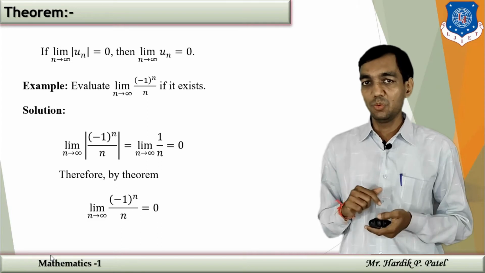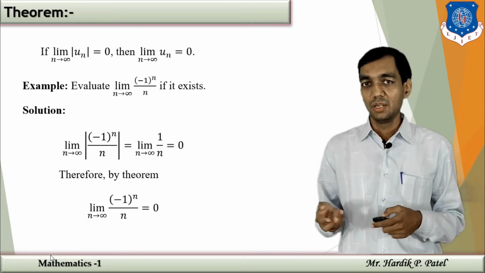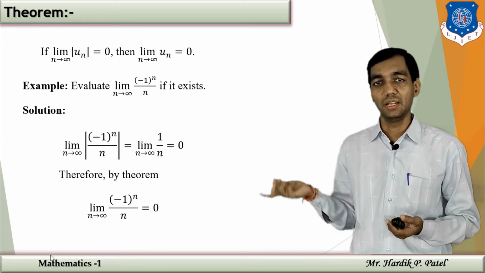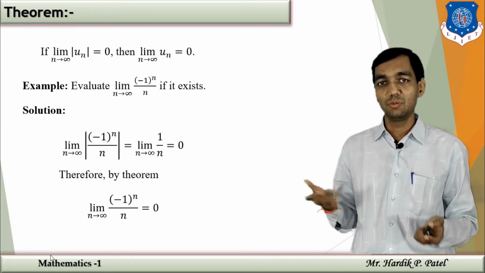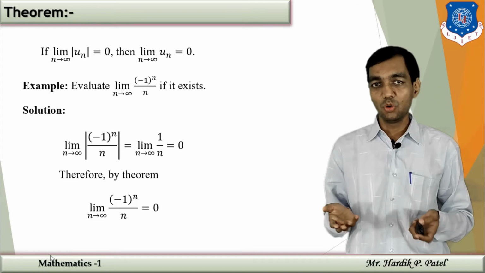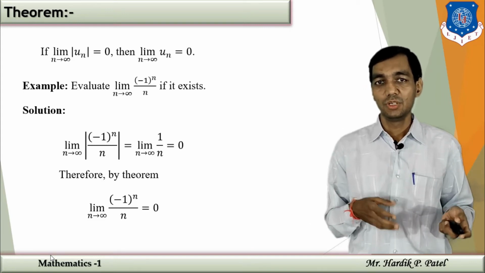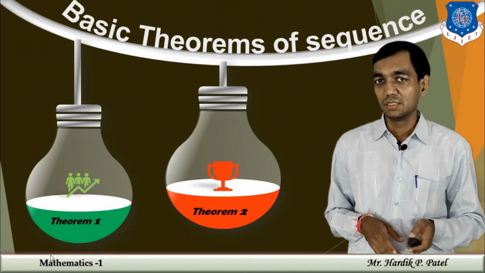Now if you apply the modulus, then (-1)^n has a value either 1 or -1, but since the modulus is applied, the minus is negligible and you will get 1 upon n. Since the limit of 1 upon n as n tends to infinity will be 0, the modulus of u_n has a limit 0, therefore the original u_n also has a limit 0. So the limit of (-1)^n upon n is going to be 0.